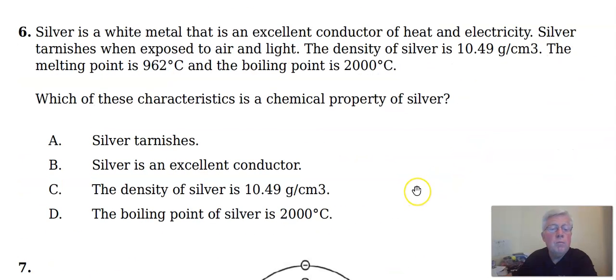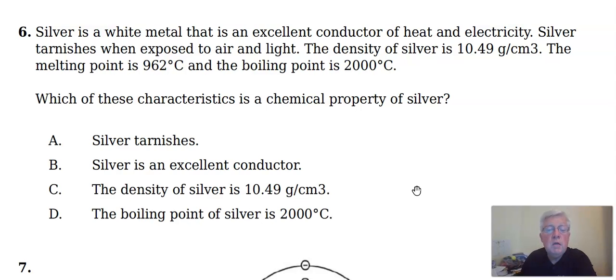Silver is a white metal that is an excellent conductor of heat and electricity. Now, when silver has electricity run through it, it's still silver. When it gets hot and gets cold, it's still silver. Nothing's changing about the substance. So that's a physical property. Silver tarnishes when exposed to air and light. Tarnishing, it gets that little film on it. Okay, it's reacting to the air and the light, and that's a chemical property.